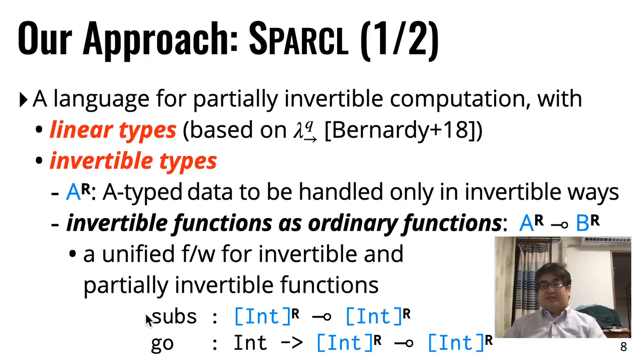Recall that subs is an invertible function. In Sparcl, subs takes an invertible list of int and returns an invertible list of int. Recall that go is a partially invertible function which becomes invertible after fixing its first argument. In Sparcl, go takes an ordinary int and an invertible list of int and returns an invertible list of int.